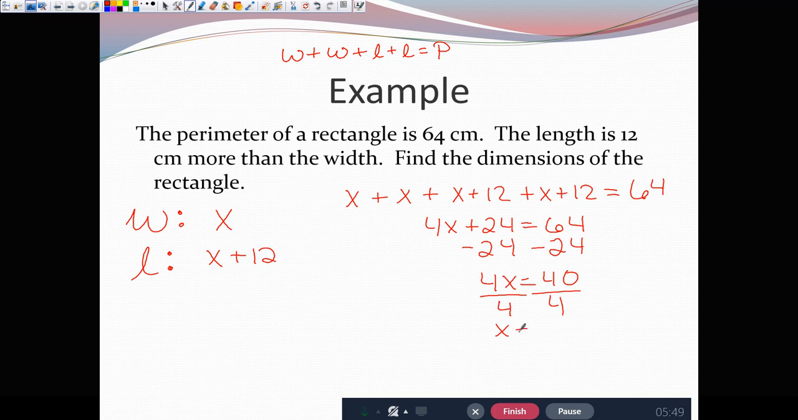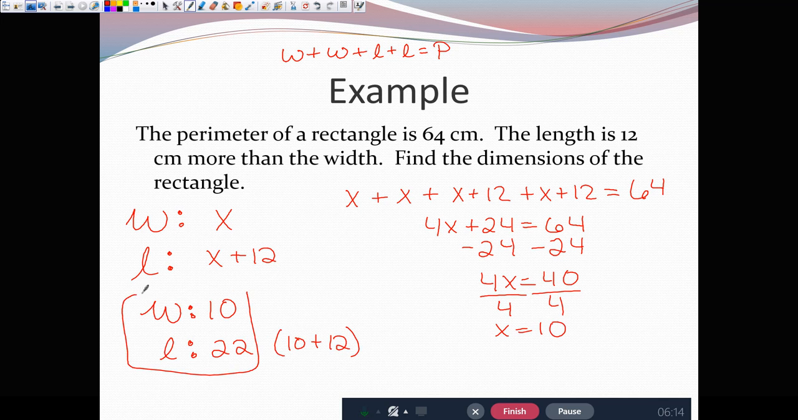So x is going to equal 10. Am I done? No. Because I don't know my dimensions yet. My width is what? 10. But my length would be what? 22, because I'm doing 10 plus 12, which would be 22. Okay, so this is my answer. And we would probably want to put it in centimeters. Because these are word problems, we have to label our numbers if it provides that.